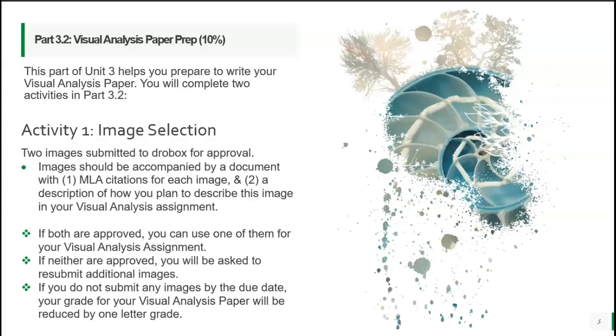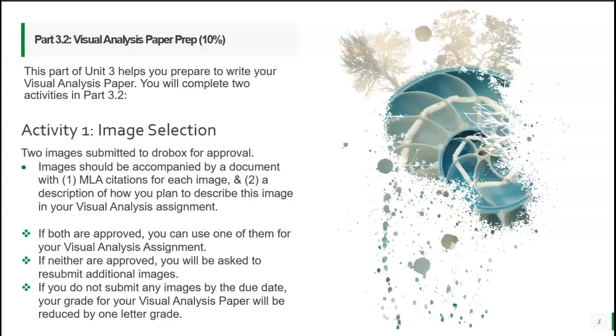The first part is your image selection. You're going to pick two images that you could use for your visual analysis paper. The images should be accompanied by a document with MLA citations for each image and a description of how you plan to use the image in your visual analysis assignment. I'll take a look at those images, and if they're both approved, you can pick one for the assignment. If only one's approved, well, obviously you'll use that one.